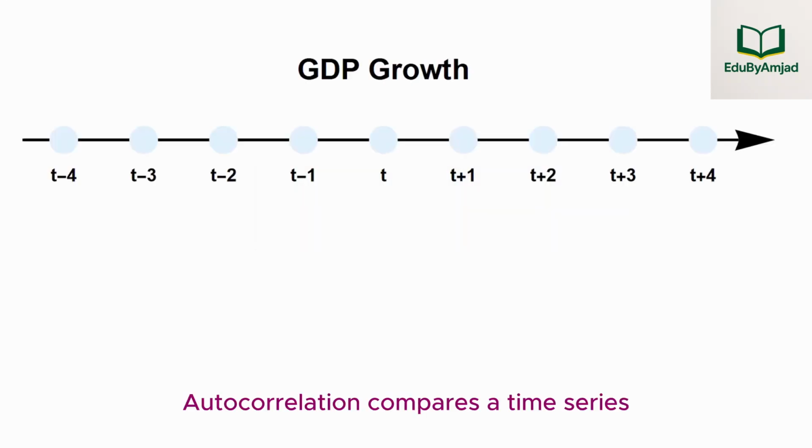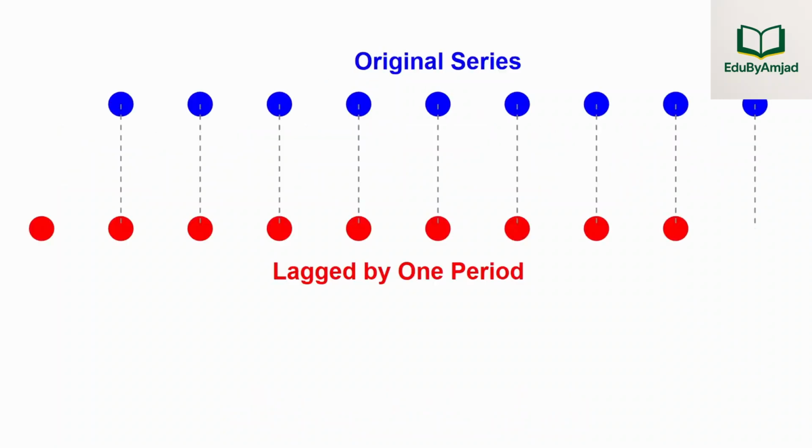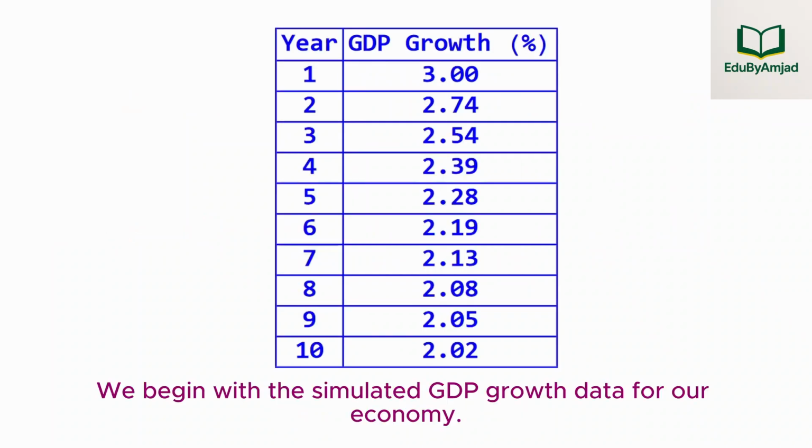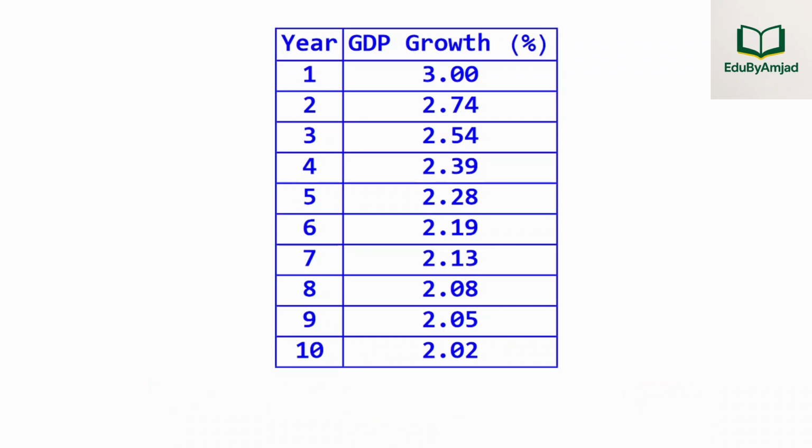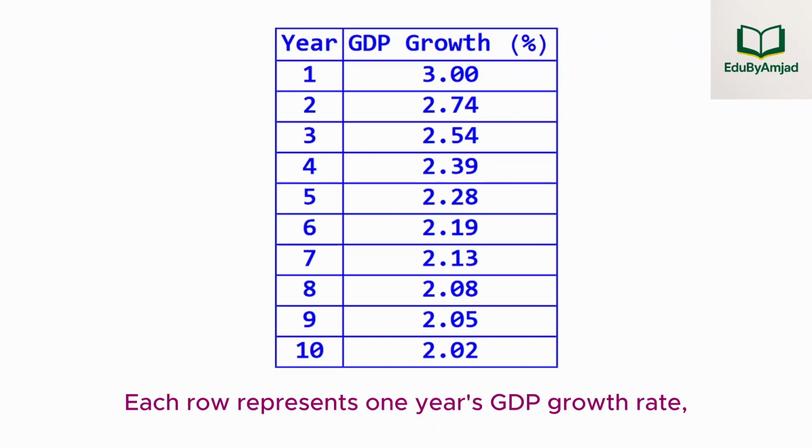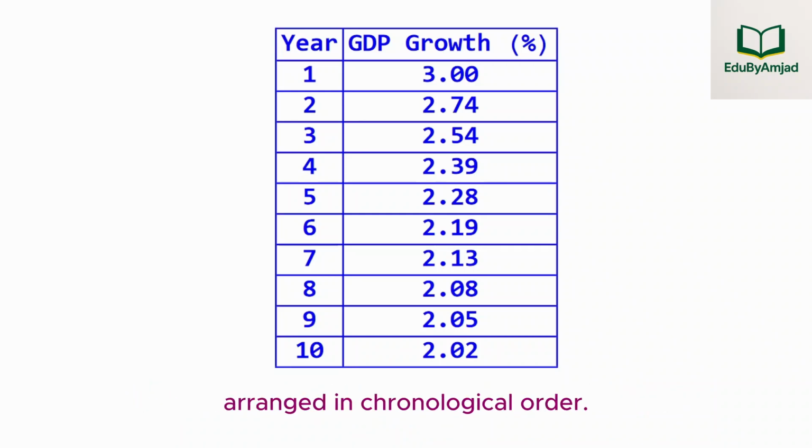Autocorrelation compares a time series with a delayed version of itself. This delay is called a lag. We begin with the simulated GDP growth data for our economy. Each row represents 1 year's GDP growth rate, arranged in chronological order.